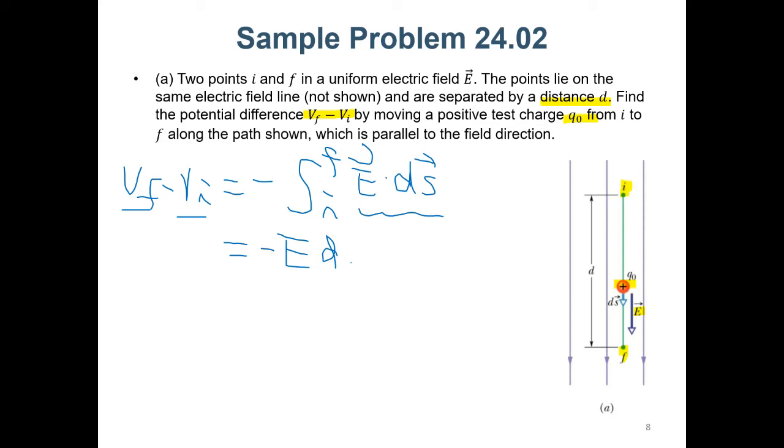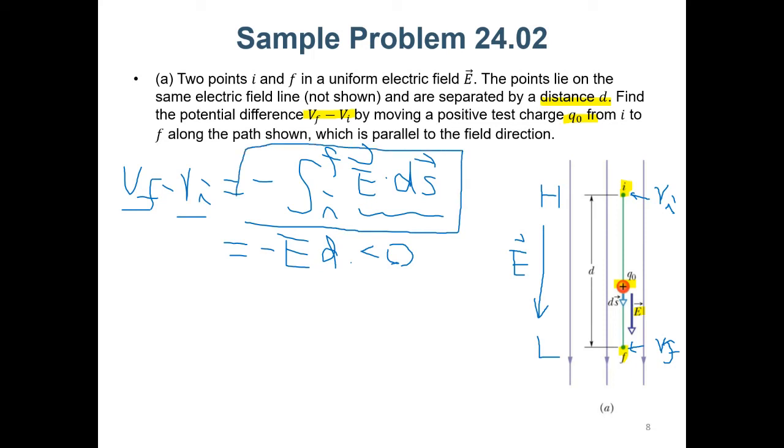Which means that VF is the electric potential at this point, and VI is the electric potential at that point, and VF minus VI is negative. This one is negative, which means that this point has a higher electric potential, and this point has a lower one. And you can also remember this fact: the potential along the electric field is like this, so that this side has a higher electric potential. This one has a negative sign. If you are very good at math, you can just know this fact by observing this equation actually.